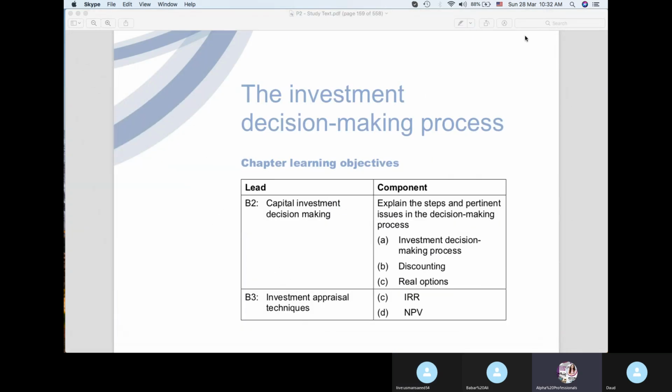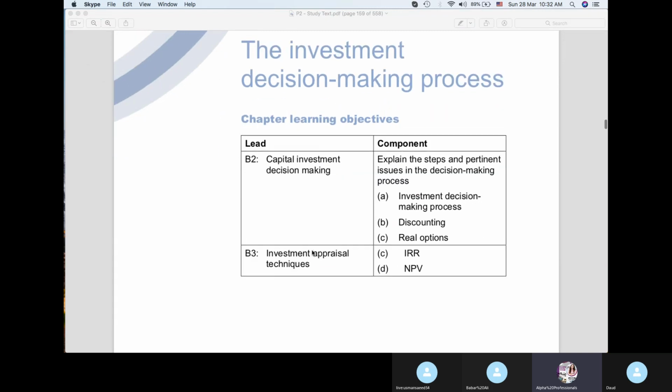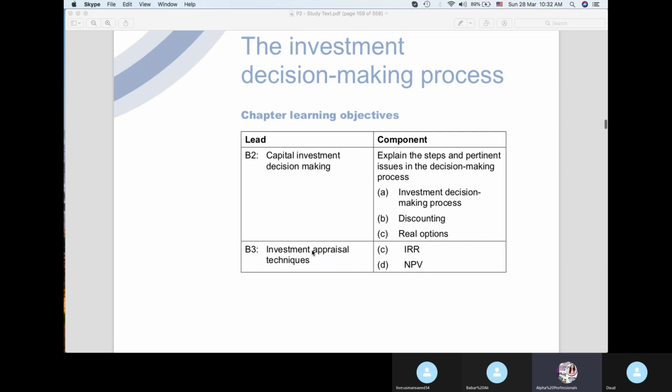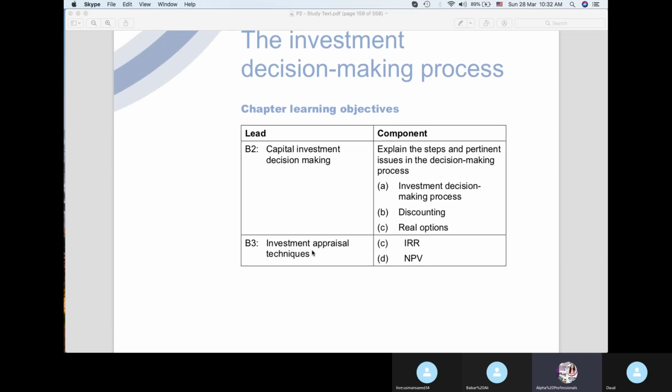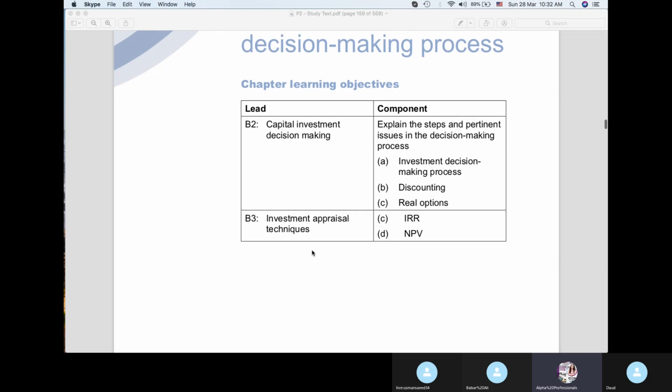So, investment decision. In this chapter, we will study the steps and pertinent issues in the investment decision making process. What is discounting? What are the real options? Then we would study the investment appraisal techniques, the IRR and NPV.